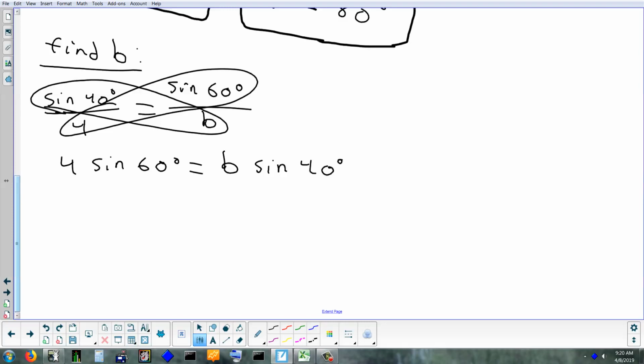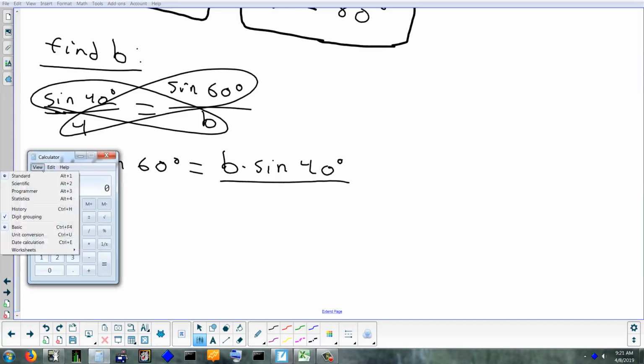Right. So that's good. I don't have any fractions now, but I still want to get B by itself. So I want to move that sine 40 to the other side. Okay. How would I move that over? Yep, divide by. Right, so I'm going to divide. What would I divide each side by to get B by itself? Can you divide sine 40? Yeah, divide by sine 40. Sine of 40 is just a number.